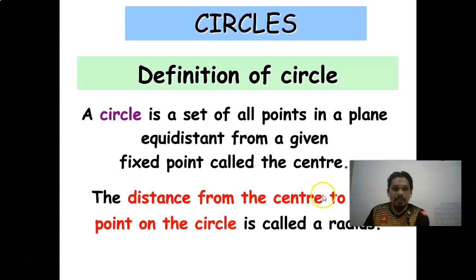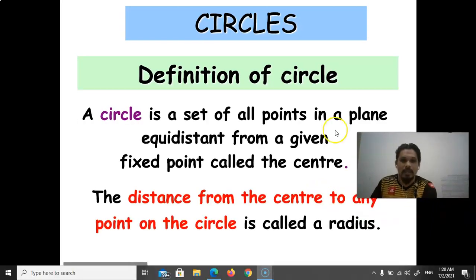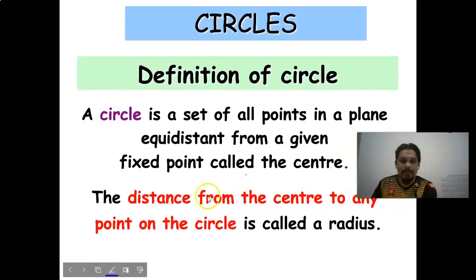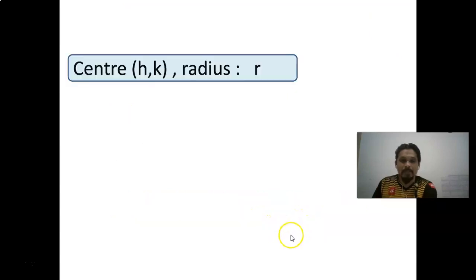Definition of circle. A circle is a set of all points in a plane equidistant from a given fixed point called the center, and the distance from the center to any point of the circle is called a radius. So we have the center, which we define as (h, k), and the radius, the distance from the center to any point on the ring of the circle, as r.